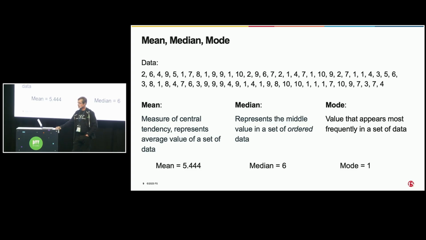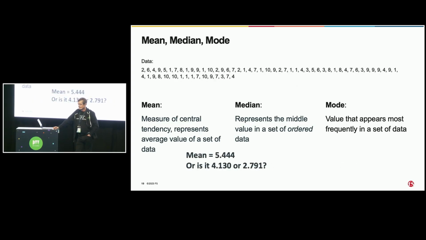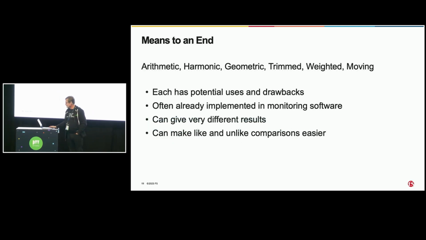Median is 6, mode is 1. Or is it? The mean is 4.130, 2.791, and all 3 of those answers are correct. The reason behind that is that there's more than one kind of mean.